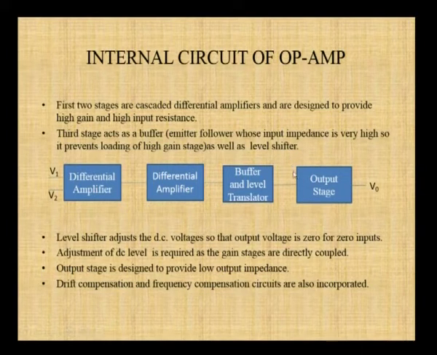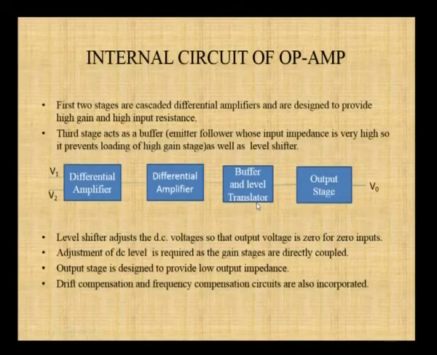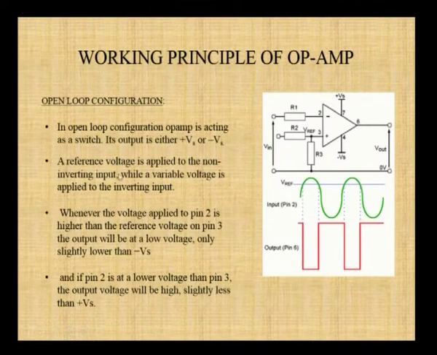So these are the basic necessities of the operational amplifier to work in a proper way. And the internal circuit also consists of drift compensation circuits and frequency compensation circuits. Next is the working principle of the operational amplifier. As we see in the contents, it works in the open loop configuration as well as in the closed loop configuration. First we will see the open loop configuration.